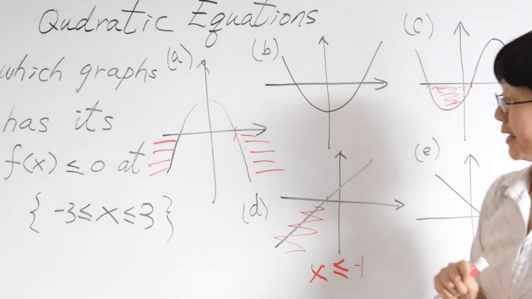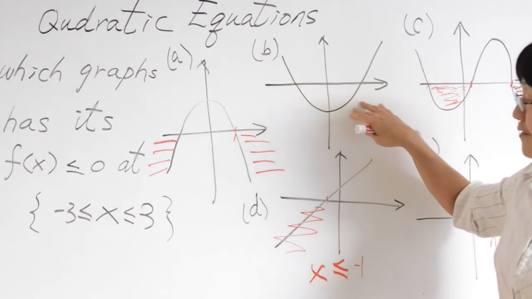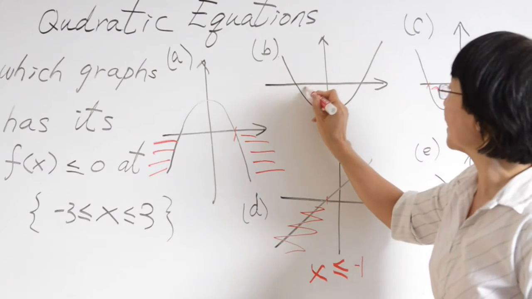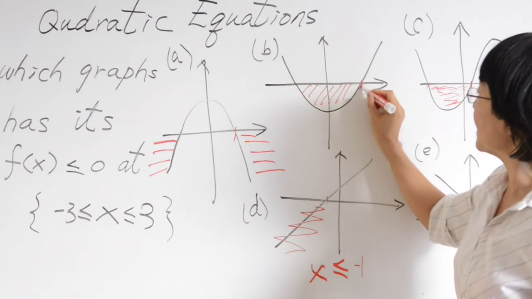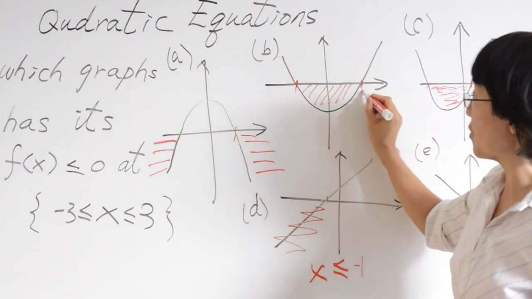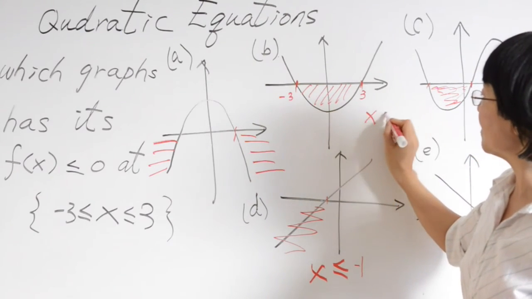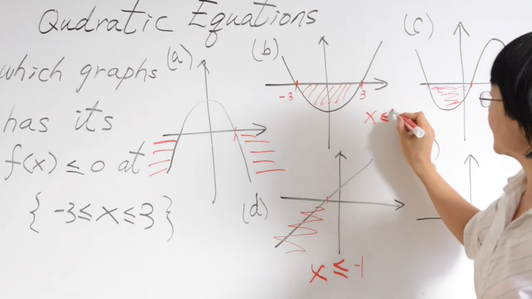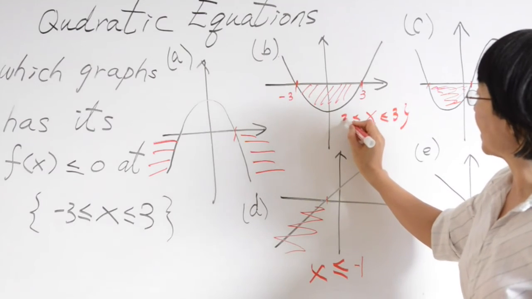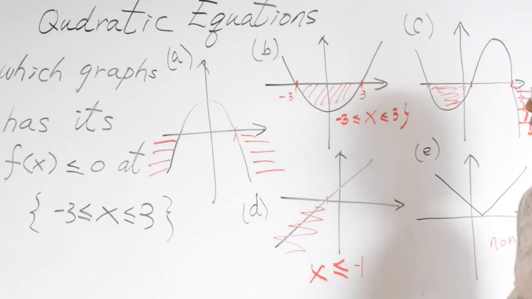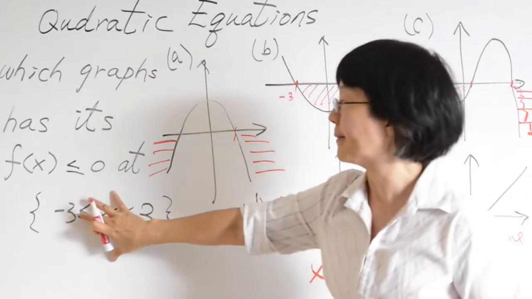Let's look at this one here. Any part of this graph smaller than 0 will be this part here, correct? Say this is a number. So it could be 3 or -3. So that means for this graph here, in order to be smaller than 0, x should be smaller than +3 and greater than -3. Okay? So this is the only one that is true for that.